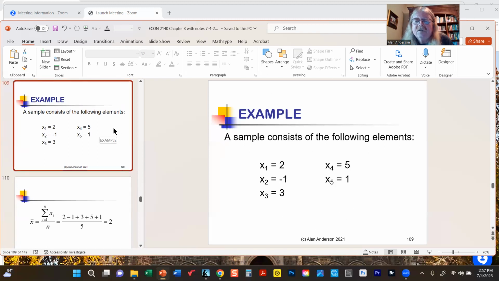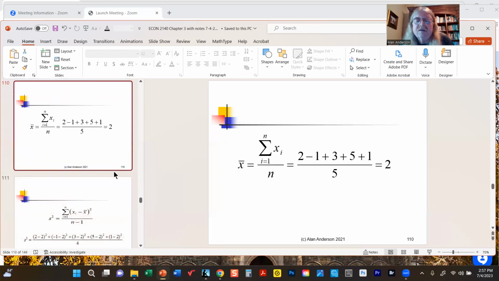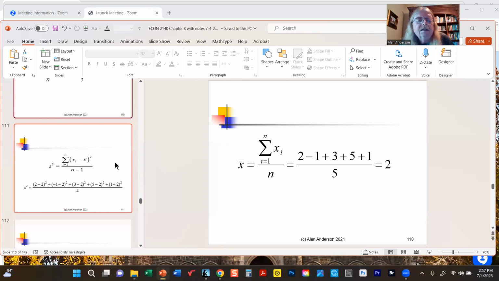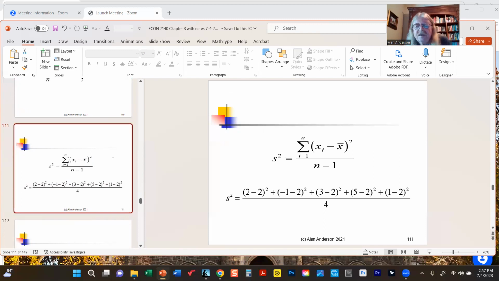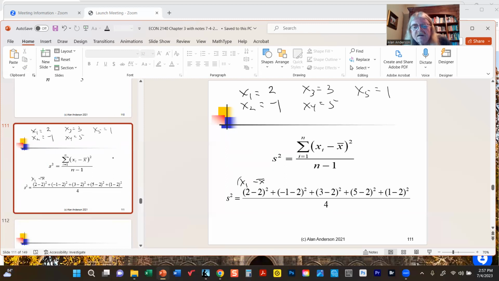So here's the sample we've been using for a while now. And we calculate the mean, which we've already done, and we determined that that was equal to 2. Now, the formula for the variance tells us to do this. We're going to go through the list. So let me just quickly remind you that what you have here is x1 minus x bar squared. This is x2 minus x bar squared. This is x3 minus x bar squared. This is x4. And then finally, this one is x5 minus x bar squared.